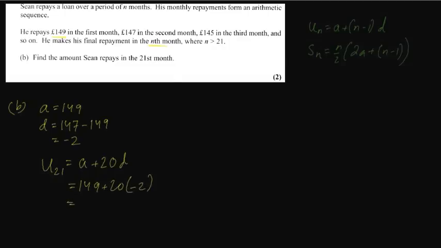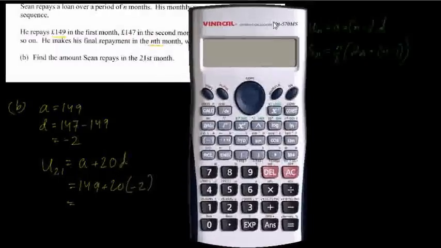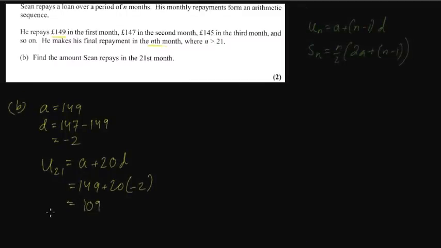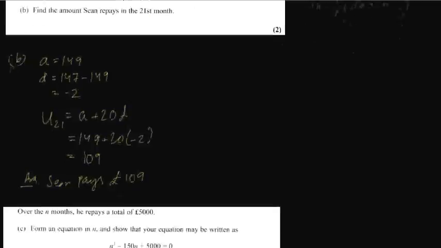So let's bring out the calculator. So that should be 149 plus 20 into minus 2. That makes it 109. So the answer is, you have to restate it, Sean pays pound 109. Now question number C, the next one.